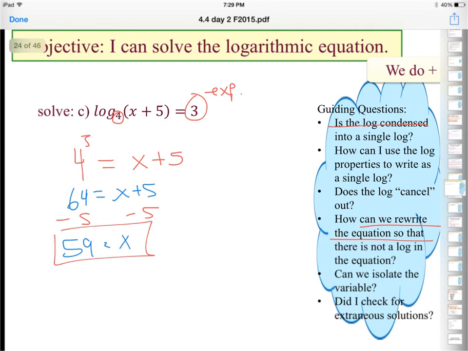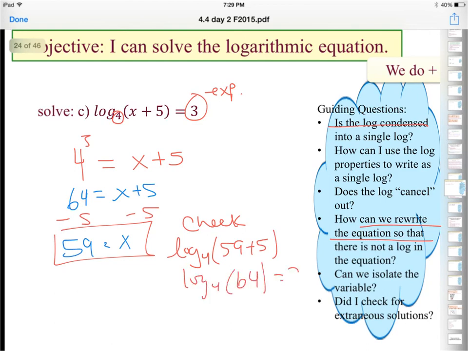For our final answer, go ahead and do a check on this just to make sure you don't have an extraneous solution. This one's kind of obvious that it's not, but it's good to get in the habit of doing that, so we can see we get log base 4 of 64, and yeah, that would be 3.